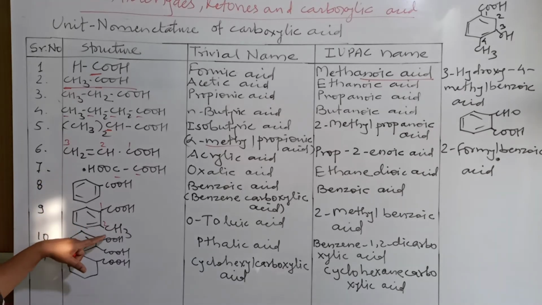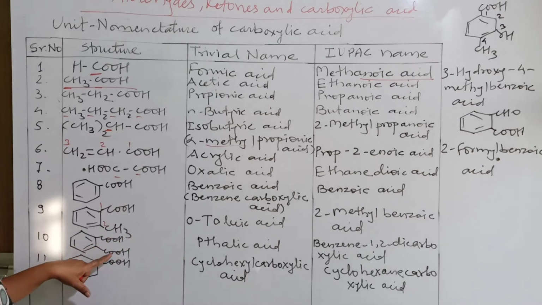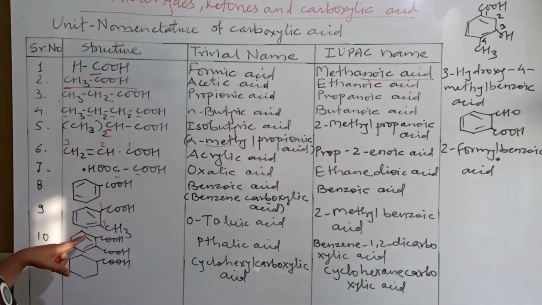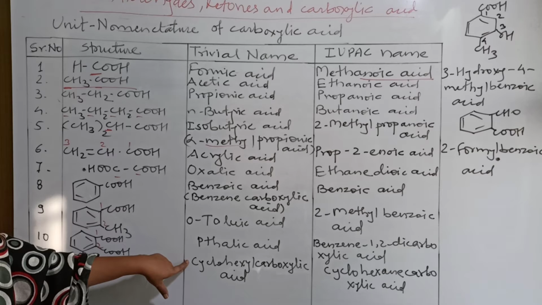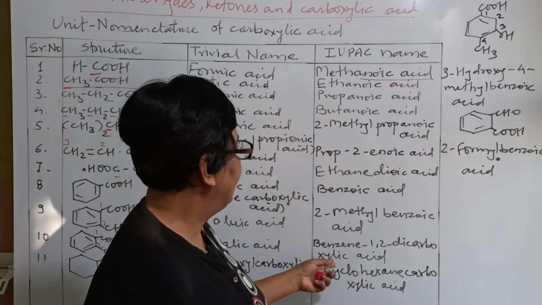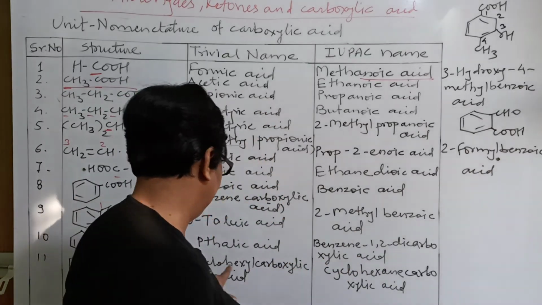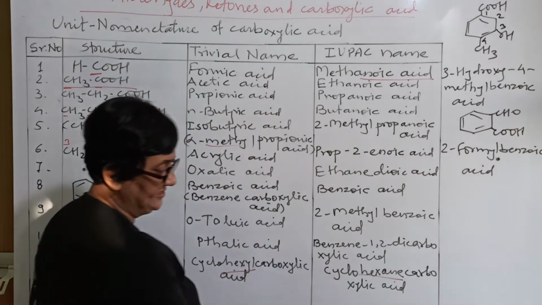If the benzene ring has two COOH groups, it is called phthalic acid. And what is the other name? 2 similar functional groups, therefore the complete name of that compound, that is benzene, and 1, 2, this is the 2 position, 1,2-dicarboxylic acid. If there is no alternate double bond and single bond, it means it is a cyclohexane derivative. Therefore, cyclohexyl carboxylic acid. COOH is carboxylic acid. And what is the IUPAC name? Cyclohexanecarboxylic acid. Here the hexyl name is written, and here the complete alkane name.